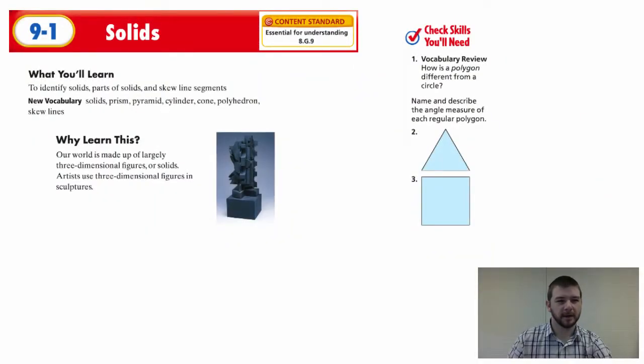Section 9.1, Solids. What you'll learn: to identify solids, parts of solids, and skew line segments. New vocabulary: solids, prism, pyramid, cylinder, cone, polyhedron, and skew lines.